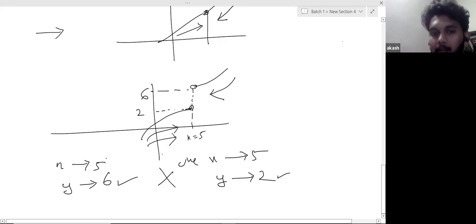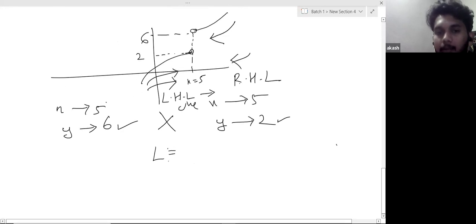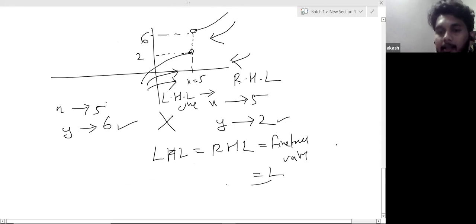When you move from this side, it is called LHL, the left side. This is called RHL. Left hand limit, right hand limit. So when LHL equals RHL, and they equal some finite value, only then does the limit exist. Let's call this finite value L, then L is the limit.